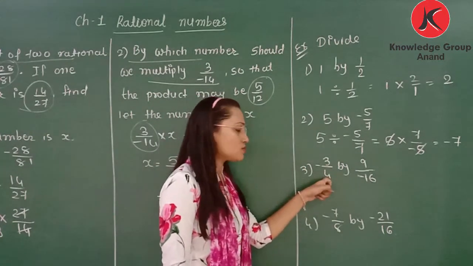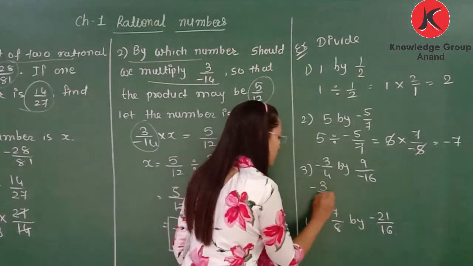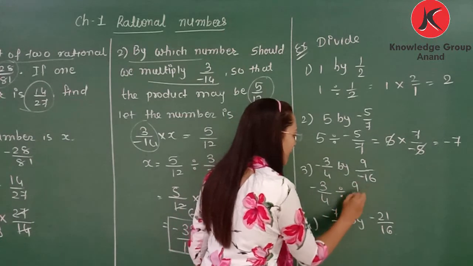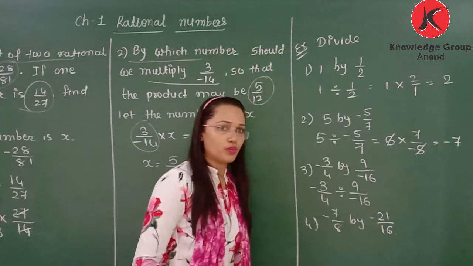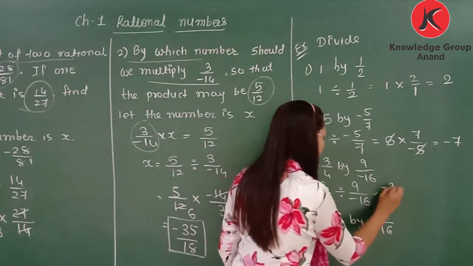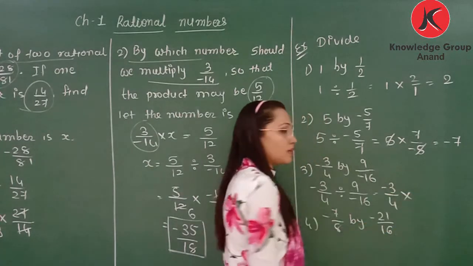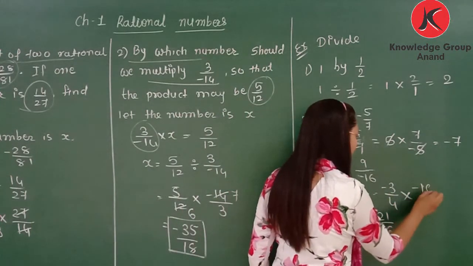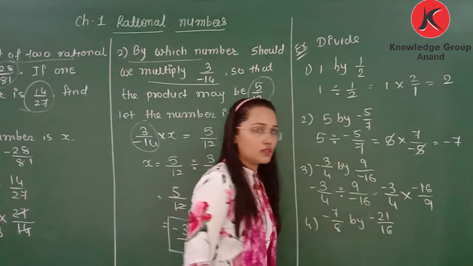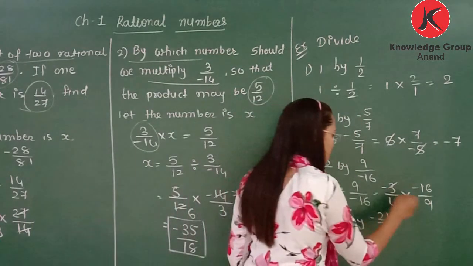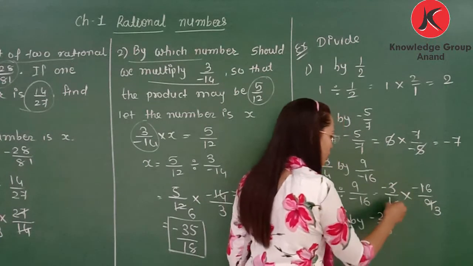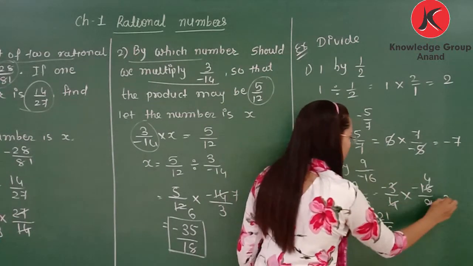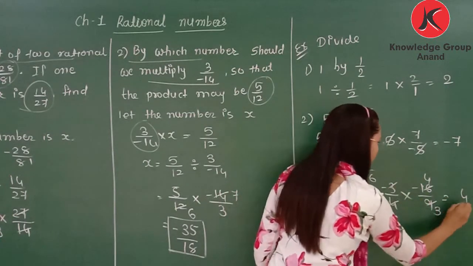Now minus 3 by 4 is divided by 9 by minus 16. So here we have minus 3 by 4. Division becomes multiplication. The reciprocal of 9 by minus 16 is minus 16 by 9. Now you can cut the common factor. 3 3s are 9, 4 4s are 16. Minus minus is plus, which gives 4 by 3.